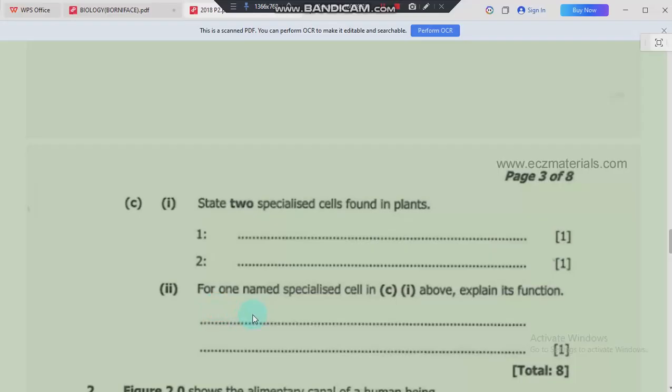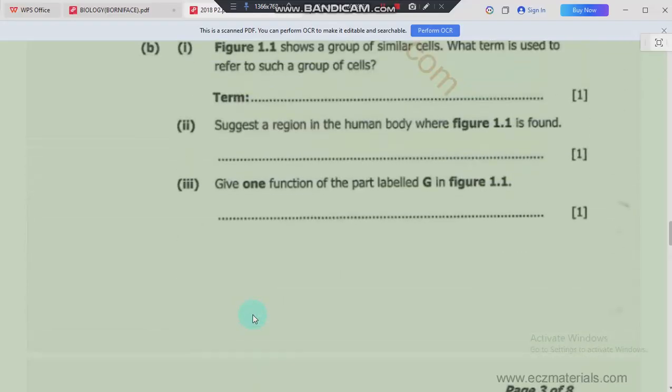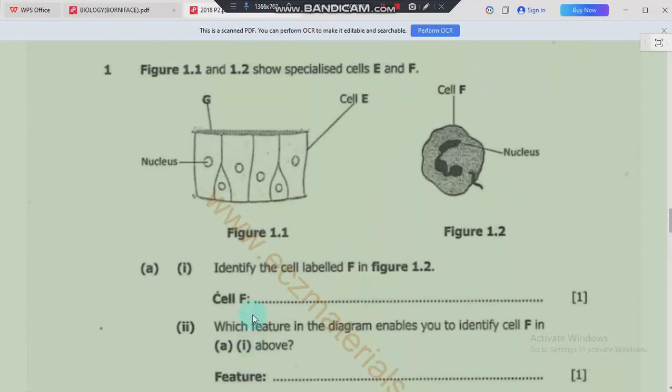It means we are done with our question on specialized cells. So this marks the end of our lesson on specialized cells.